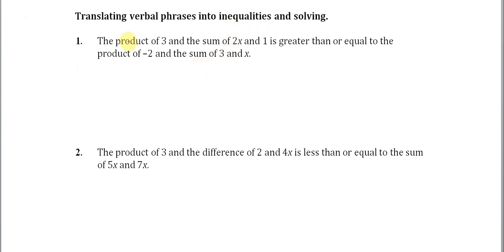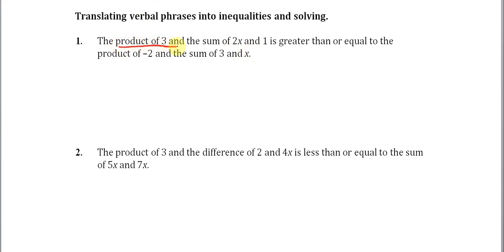Okay, so let's see. The product of 3 and the sum of 2x and 1 is greater than or equal to the product of -2 and the sum of 3 and x. Okay, so let's start out with this.